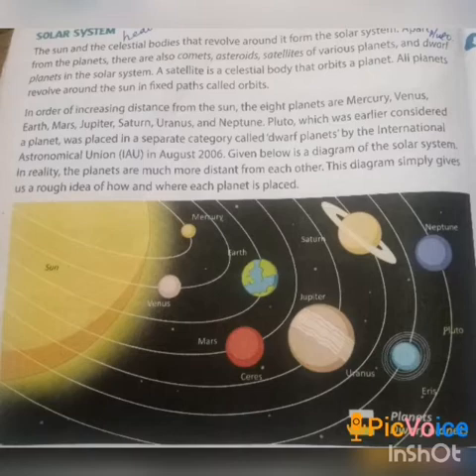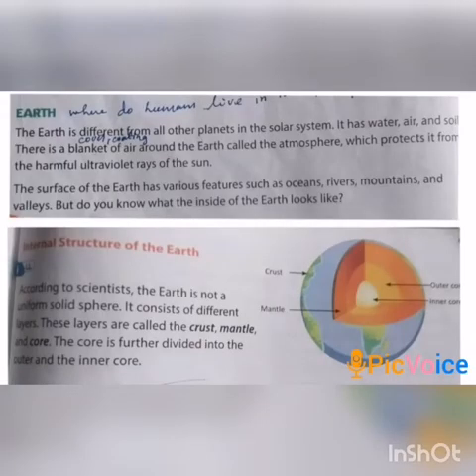Okay, let us see the planet Earth. Earth is different from all the planets in the solar system. It is the only planet on which water can exist in liquid form. Water is essential for our life. It has water, air and soil.